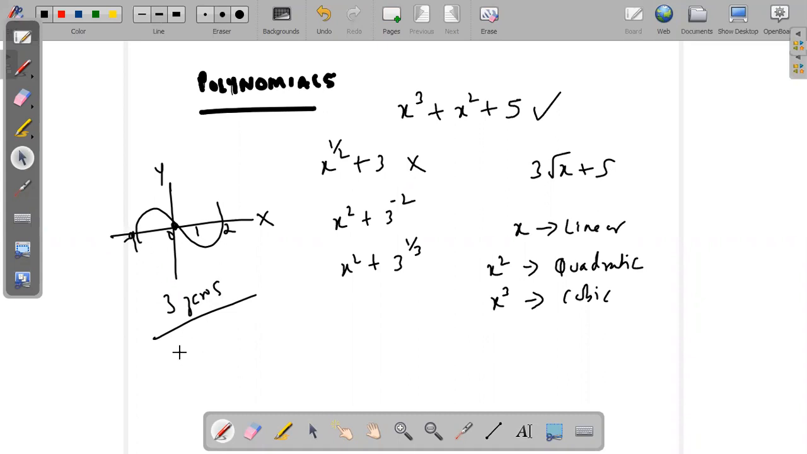So the intersection point here is -1. The intersection point here is 0. And the intersection point here is 2. So we have 3 zeros. What are the 3 zeros? -1, 0, and 2. So this is how we find the zeros in case it is asked.